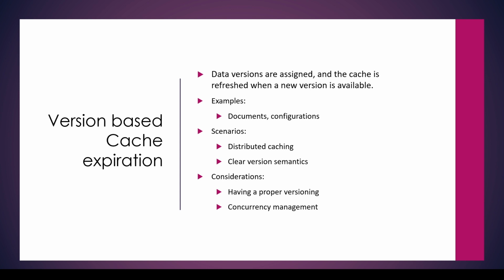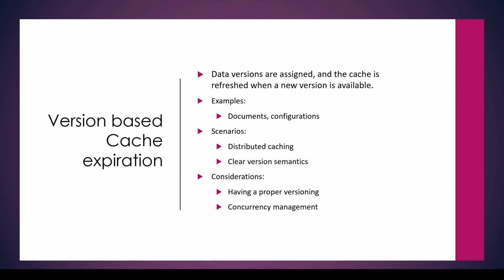This policy is suitable for scenarios where we can maintain the versioning, like documents or configurations or anything else where we can have clear version information. This is also effective in distributed caching scenarios, because in such scenarios we have multiple cache instances and each cache instance has its own data set. So we need to maintain coherence between all these instances. We can use version-based expiration to maintain that balance, because when different cache instances have different versions of the same dataset, we may choose to update the replicas or we may choose to expire the entries which are outdated.